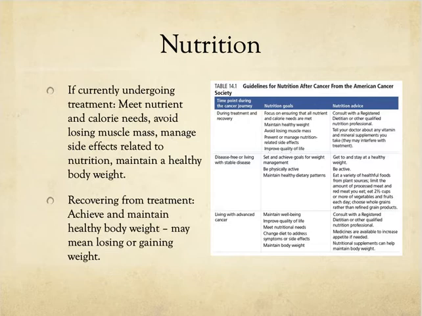Every few years, the American Cancer Society publishes guidelines for nutrition and physical activity for people who have been diagnosed with cancer, for those in active treatment and for those in recovery. If an individual is currently undergoing active treatment, the dietary focus should be on making sure they're meeting their nutrient and calorie needs, maintain a healthy body weight and avoid losing muscle mass, and manage side effects related to nutrition and improving overall quality of life.